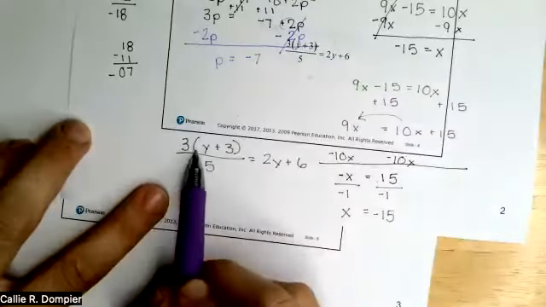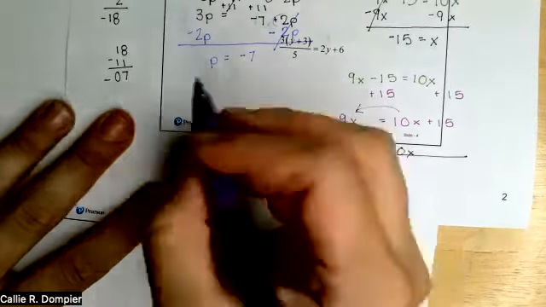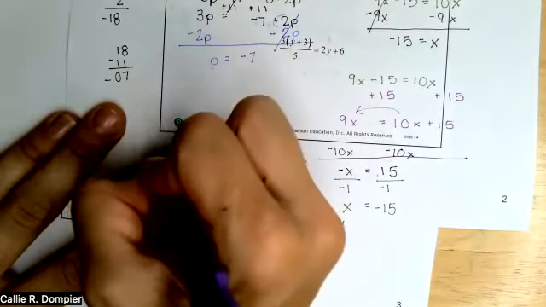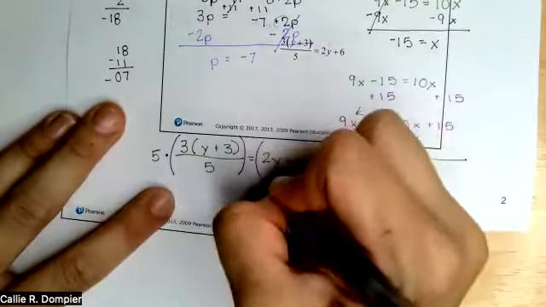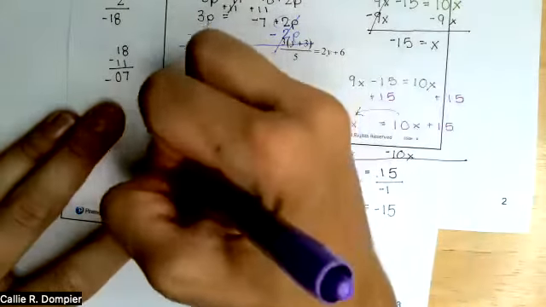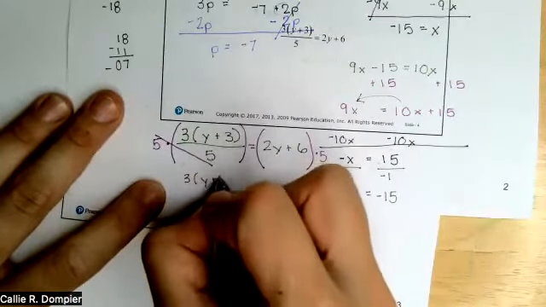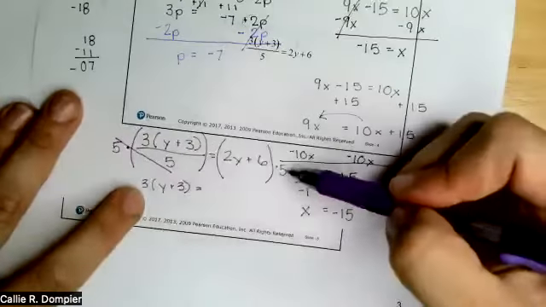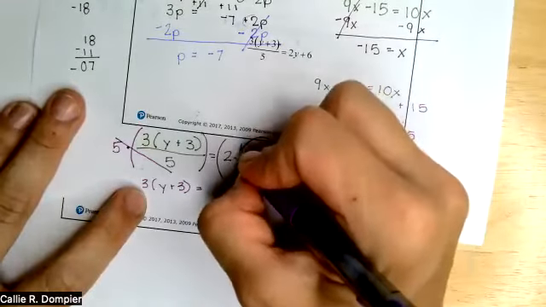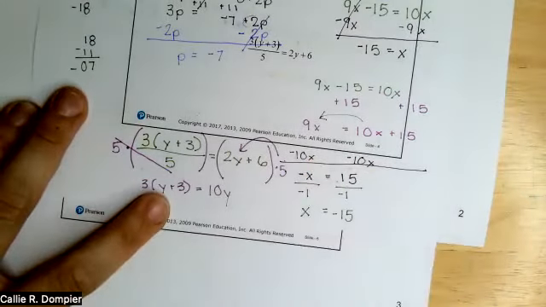All right, 3 times y plus 3 divided by 5. If I want to get rid of a fraction, I multiply that fraction by the denominator of the fraction. If I do it to this side, I have to do it to this side. So that cancels that out. It becomes 3 times y plus 3 equals, now I'm going to take that 5 and distribute it to the 2y. 2y times 5 becomes 10y. And then 6 times 5 becomes 30.